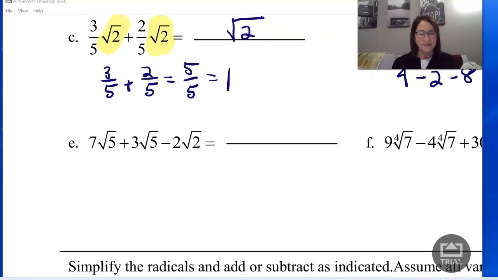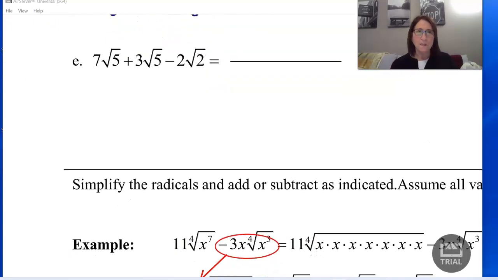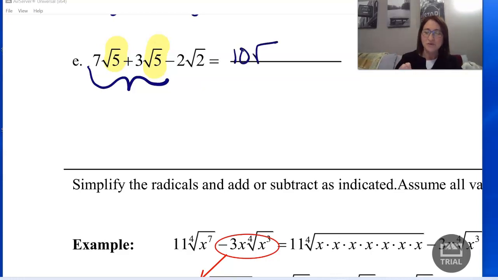Okay, let's look at E. So for this one, I have 2 like radicals. The third one, square root of 2, is not the same radicand as the square root of 5. So I can only combine my first 2. So I add 7 plus 3, so I'm going to get 10 square roots of 5, and then minus 2 square roots of 2. That's all I can do with that one.